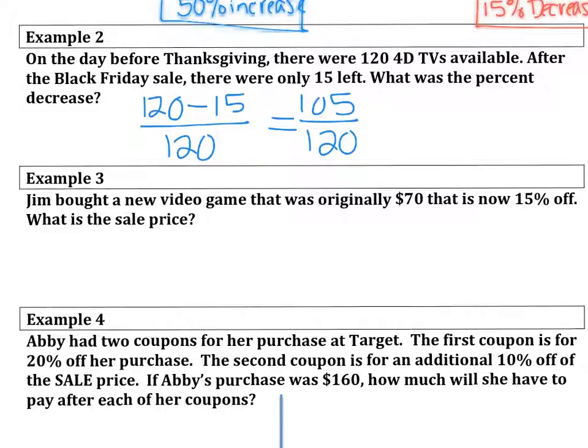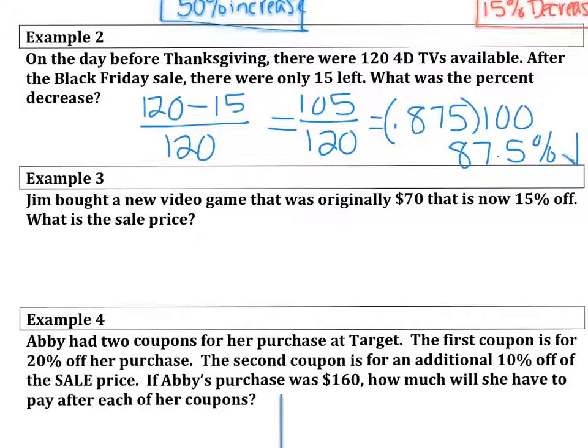And now I divide 105 by 120, and I get 0.875. Now, to turn that into a percent, I multiply by 100, and I get a final answer of 87.5%. And of course, we said that was a decrease.